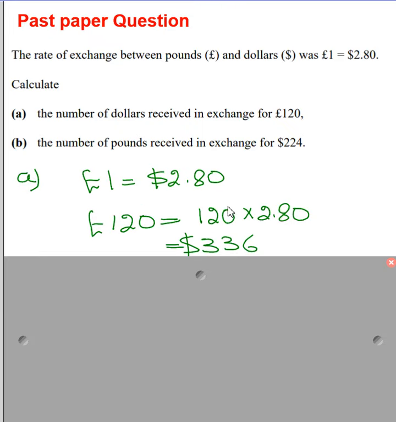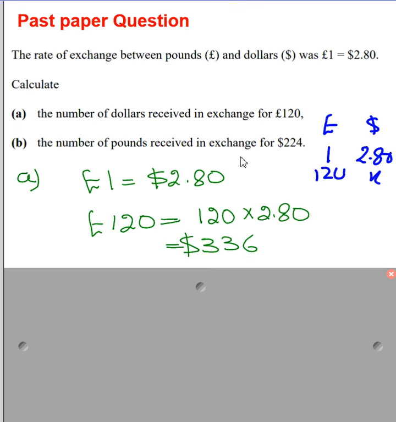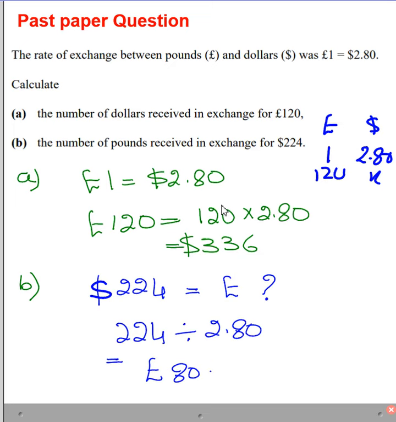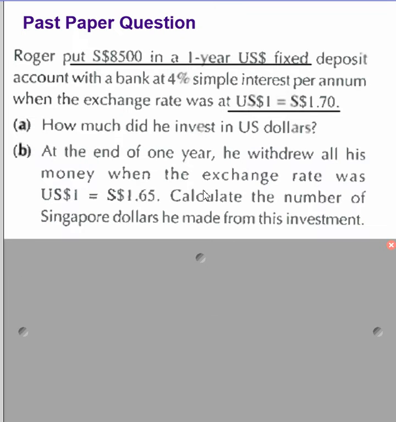120 times this. Mostly students are used to writing one under the other, and then they call it cross multiplication. Like pound is 120, so what will it be, x, and cross multiply. And the second part is saying how many pounds you will receive if you exchange $2.24, which is the reverse of it. Now dollar is known, pound is unknown, so you will simply do the division here and you will get the answer.